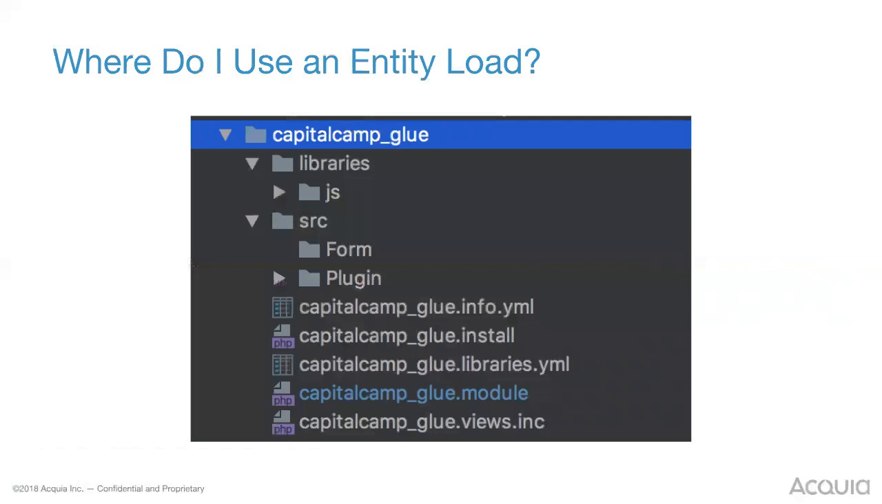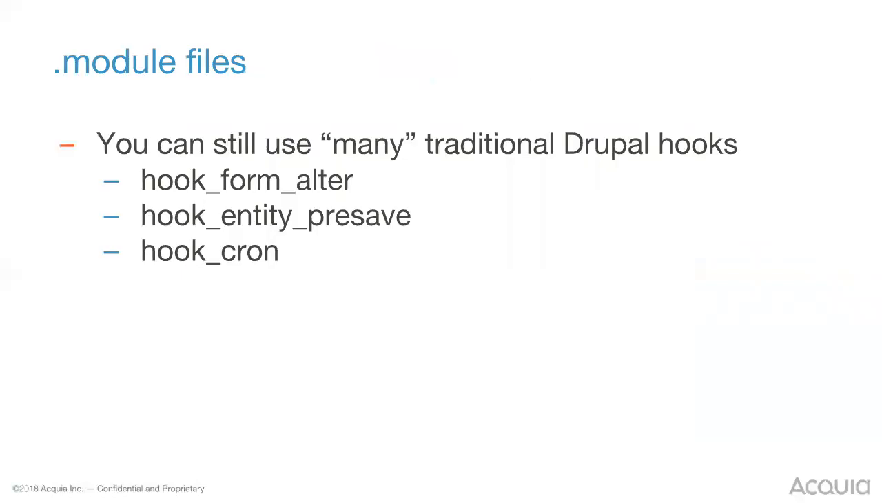Here is where I started running into major problems. Where can I do this entity load? So in a .module file, in Drupal 8, you still have many traditional hooks, as I've told you, right? So you can still do a form alter. Cool. You can still do a pre-save. So after you've submitted your form and it's validated and it's getting submitted into the database, you can intercept the data and monkey with it before it actually gets saved.